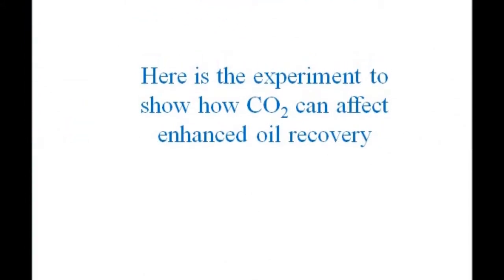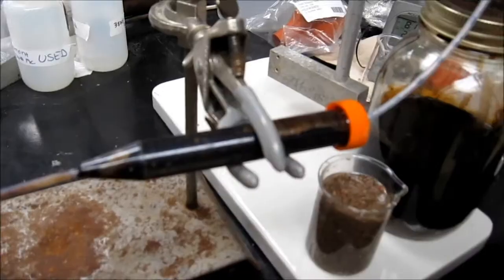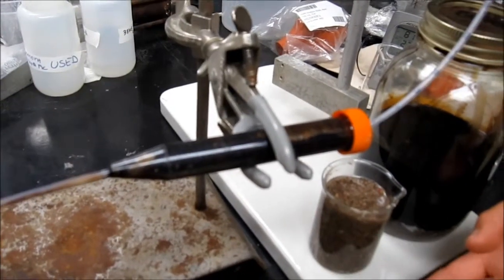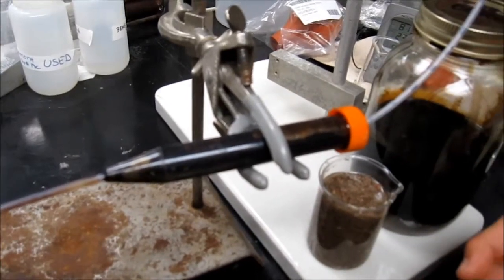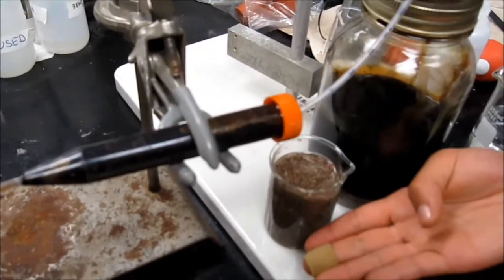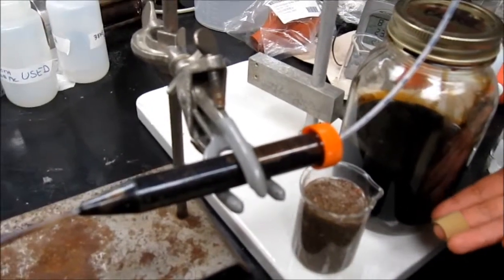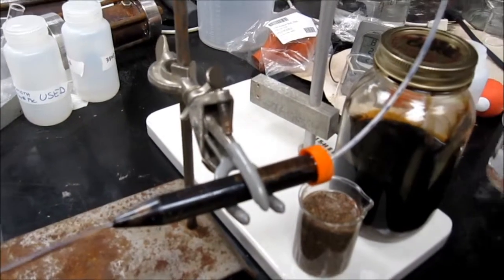Here is the experiment to show how CO2 can affect enhanced oil recovery. In this experiment, we have oil in the jar and clean sand in the beaker, and we're going to show how oil is recovered. So in the tube we have a mixture of the oil and the sand.